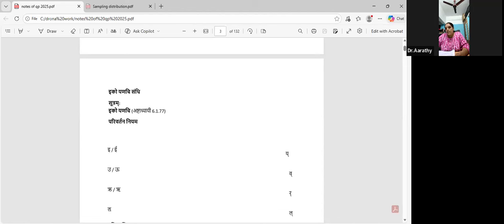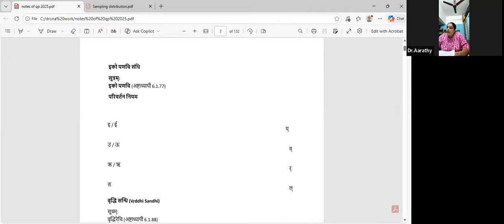So now, Iko Yanaci is the first sandhi. So the sutram is Iko Yanaci, which means in any word, two words combined to form a sandhi, right? So there is a purva padam and there is a para padam. Okay. So in purva padam, in Iko Yanaci, how the sandhi happens is the purva padam may end with i or i, u or u, r or r. That is Ik pratyaharam. So Ik pratyaharam is formed with i, u, r, l. So the purva padam will be ending with any of these, and parapadam starts with any swara, preferably a or a.